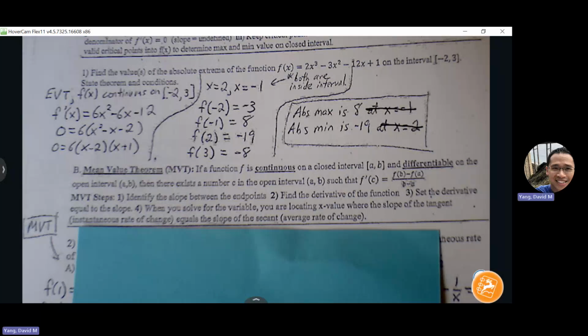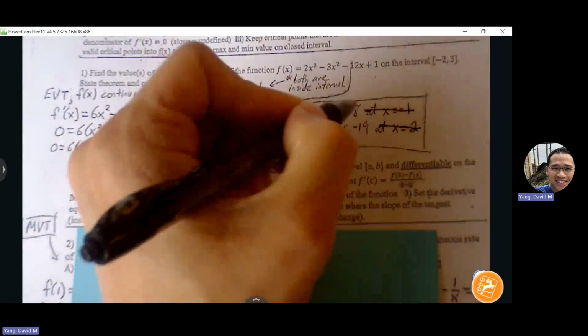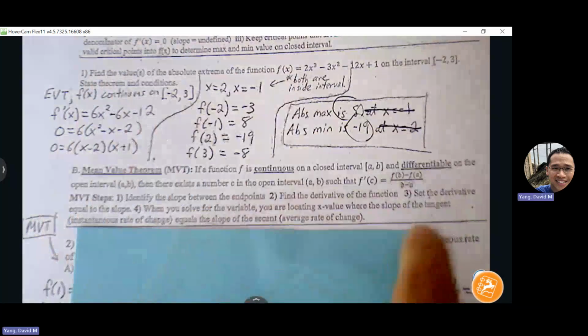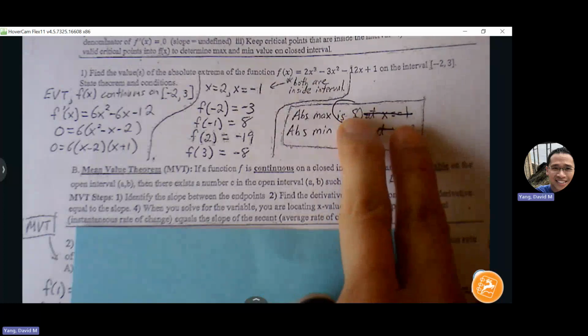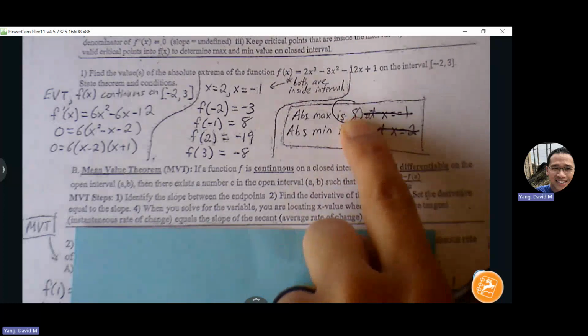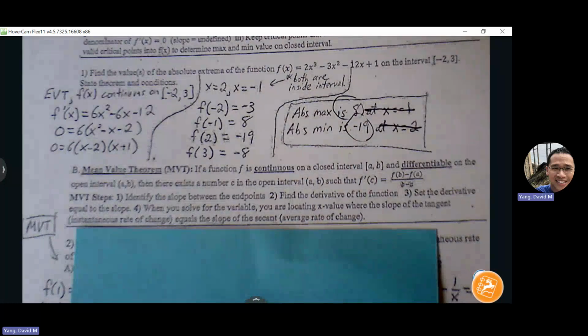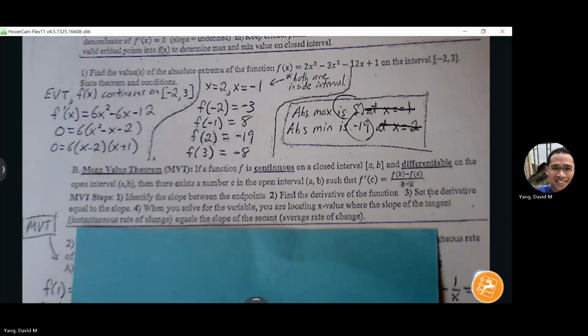It'll be marked off though if you state the x value. Right, if you say that the absolute max is x equals -1, then that's not what the AP exam is looking for. They're looking for the y values. So if it's multiple choice and they're asking for absolute max, and the choice is between 8 and -1, 8 is the correct answer. -1 is the location, but it's not the max value.